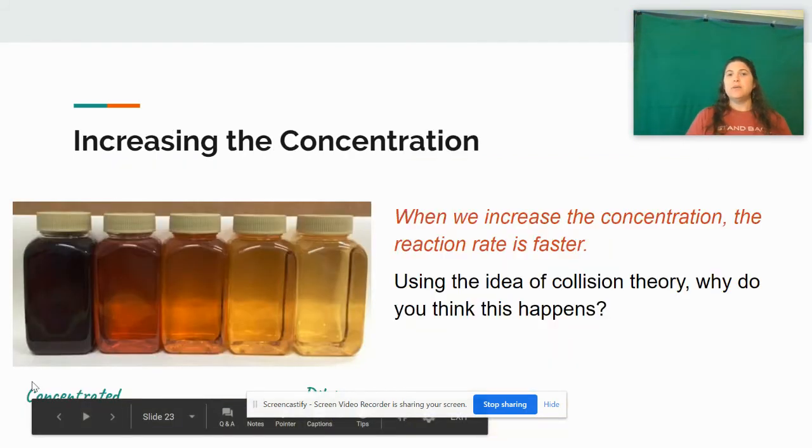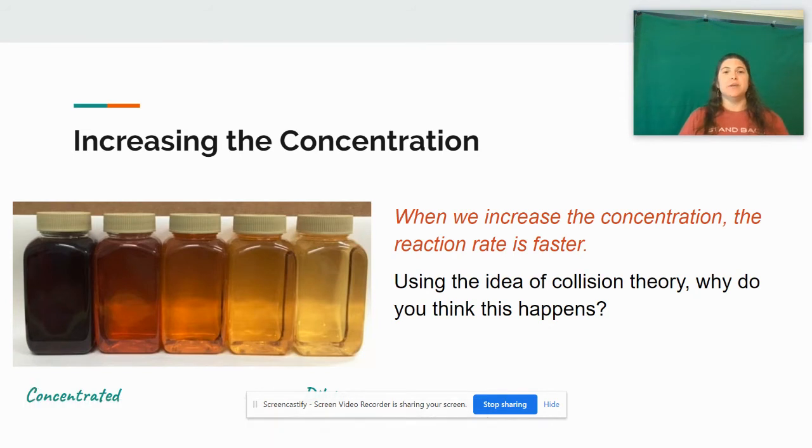The third way we can change the reaction rate is by increasing the concentration. If we increase the concentration, we know that the reaction is going to happen faster. If we try to connect this back to our collision theory, this goes back again to more collisions make a faster rate. So in the case of concentration, we just plain have more particles.